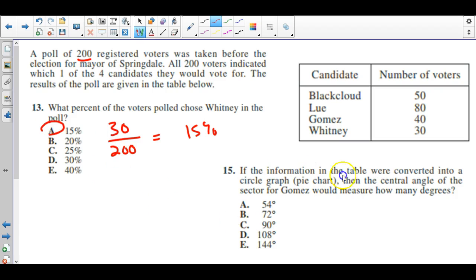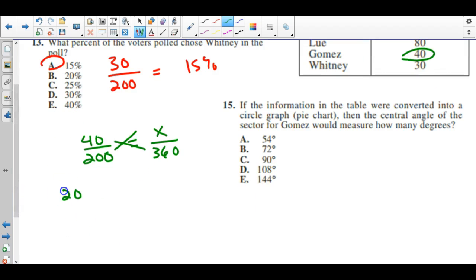The next one says if this were to be converted into a pie chart, so a circle graph, what would the central angle be? So this one we're just going to make a small proportion and look at Gomez, which is 40 of the 200. So I'm going to take my 40 of 200 and set this equal to some angle measure over how many degrees are in a full circle, which is 360. So cross multiply, I'm going to end up with 200x equals 360 times 40, and x ends up being 72 degrees. So that one was more of a proportion to go through.